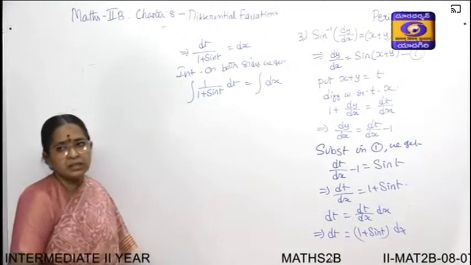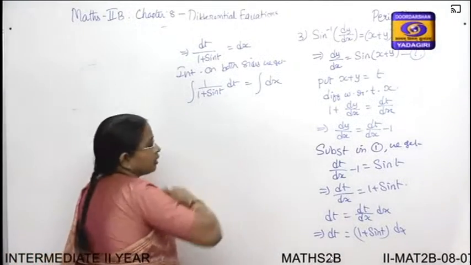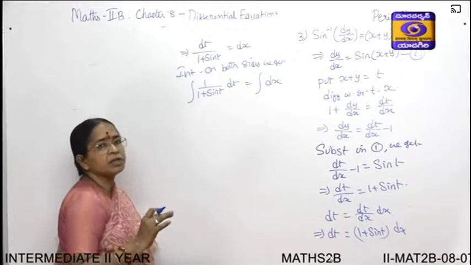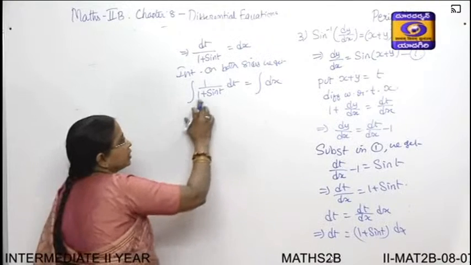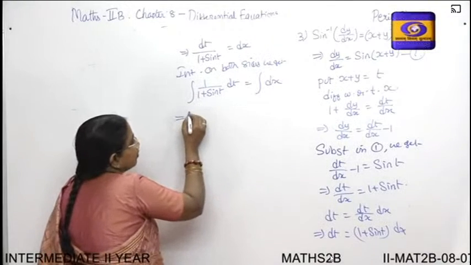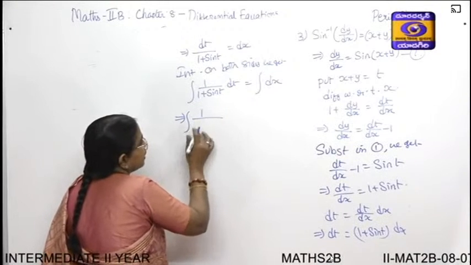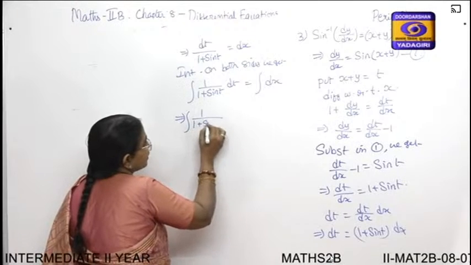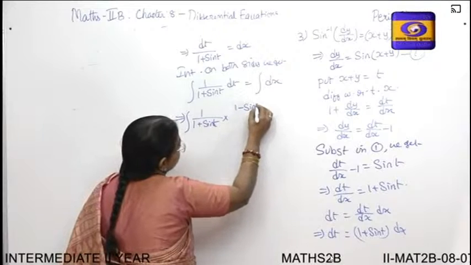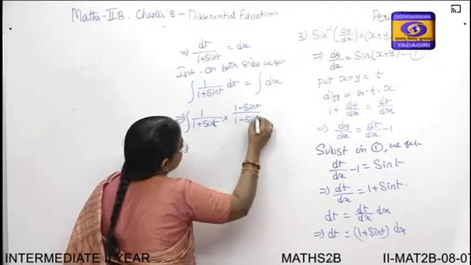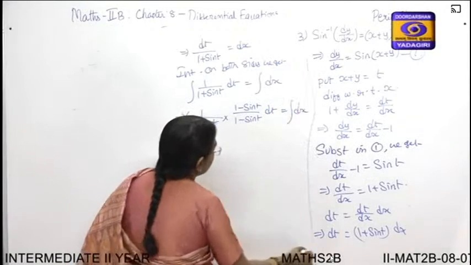Now 1 by 1 plus sin t, how to integrate? Always remember, when you have 1 by 1 plus sin t or 1 by 1 minus sin t or 1 plus cos t or 1 minus cos t in the denominator and numerator is 1, then what you do is multiply and divide by the other term. The 1 plus sin t is there, no? So multiply and divide by 1 minus sin t dt, integral of dx.